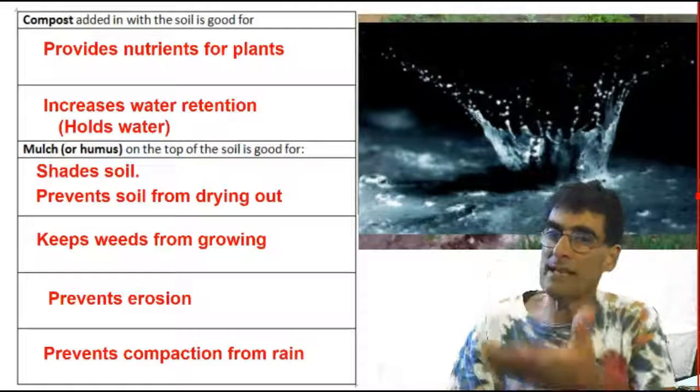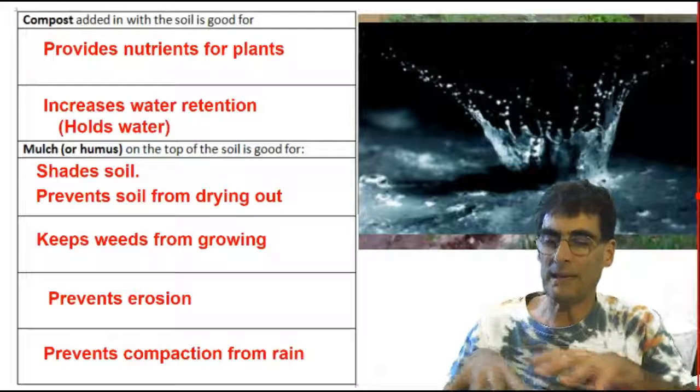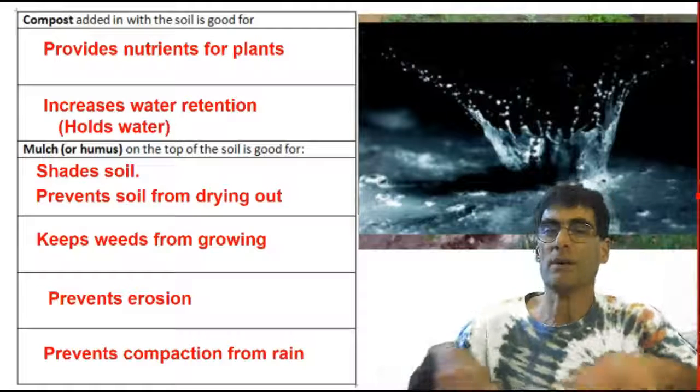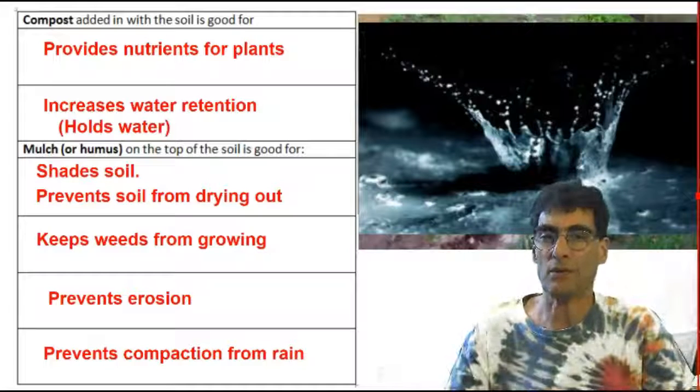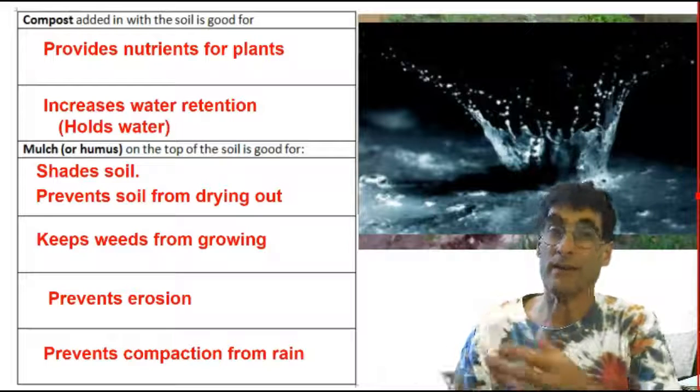And so you can see there's a lot of really good reasons why we want to keep the mulch on top of the soil or the natural humus on top of the soil. It protects the soil. And these are just some of the things. There's a lot of other ideas too.